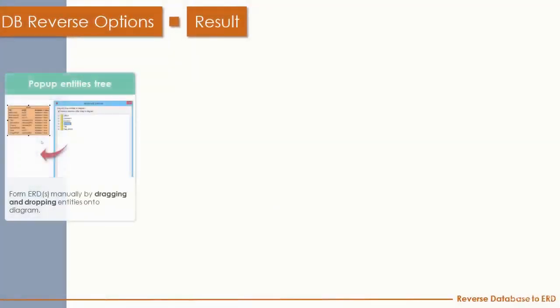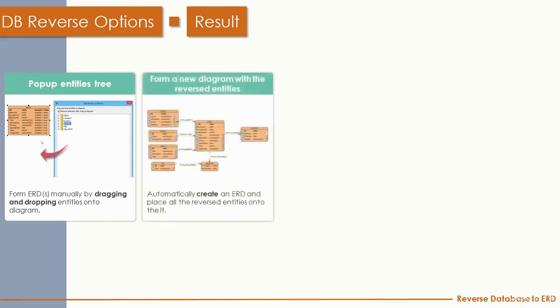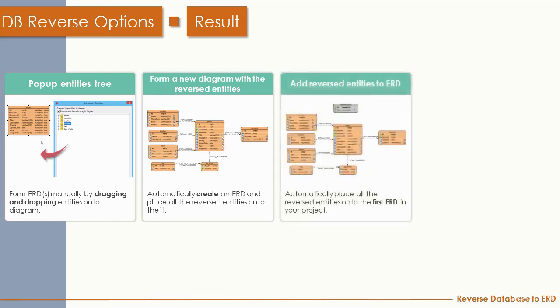Let me show you the differences between these options. The first one is the pop-up entity list. We provide a list, and then you can drag and drop the entities into the ERD, and that helps you develop multiple context-based entity relationship diagrams rather than a giant one. The second option is to create a brand new entity relationship diagram and place all the entities we reversed into it. The third option is to reverse the entities into an existing ERD.